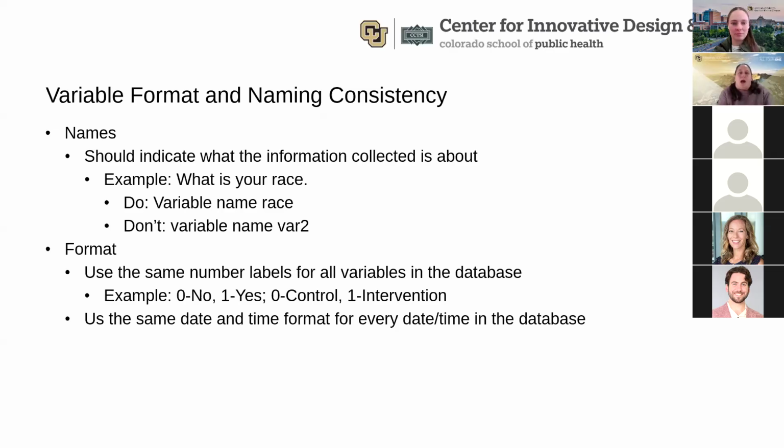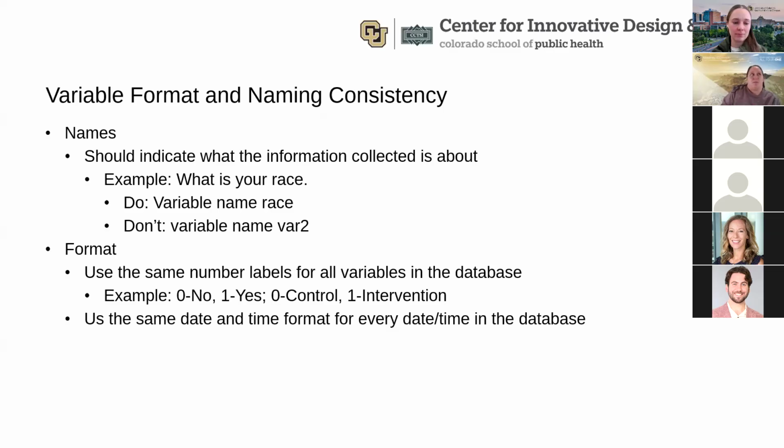Okay. So variable format and naming consistency. Names should give an indication of what you're collecting. So for example, if you're collecting race, a good variable name would be race. A bad variable name would be like var2 or variable2, or I have in one of mine was like SCR_2. And it's like, well, I don't know what that means on the back end when I'm looking at this.